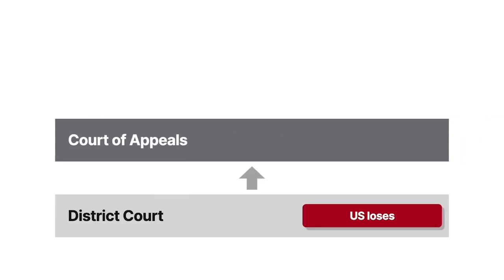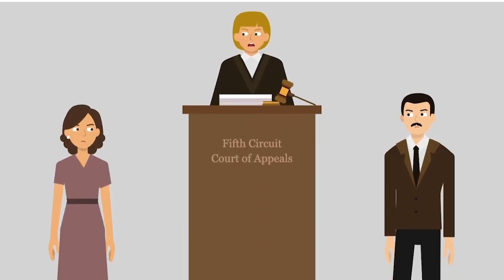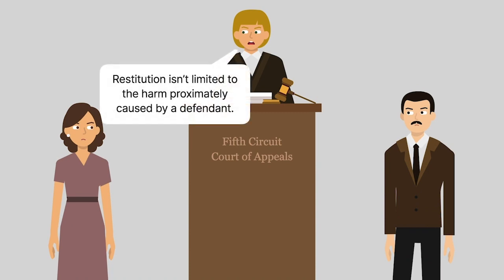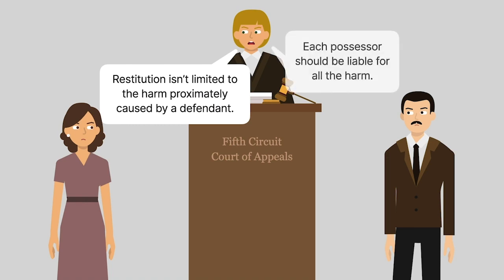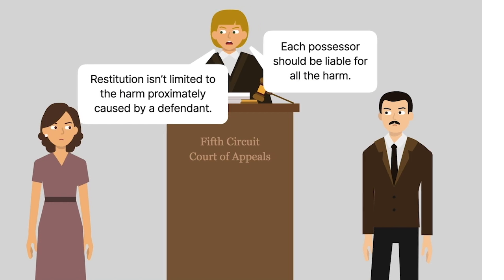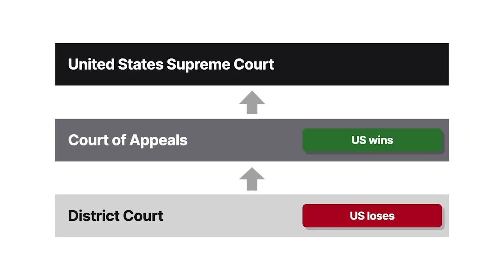The Fifth Circuit issued a writ of mandamus requiring the district court to make the restitution award. The court held that restitution was not limited to the harm proximately caused by a defendant. Instead, each possessor of the images should be held liable for all of the harm suffered by the victim. The United States Supreme Court granted cert.